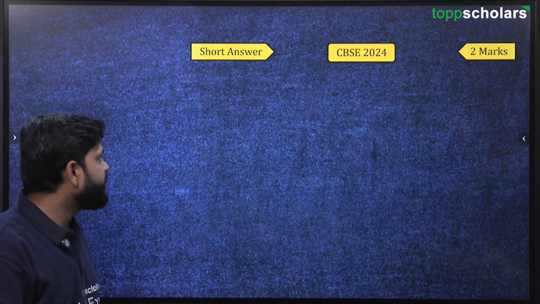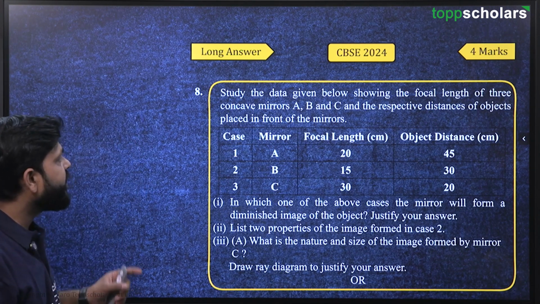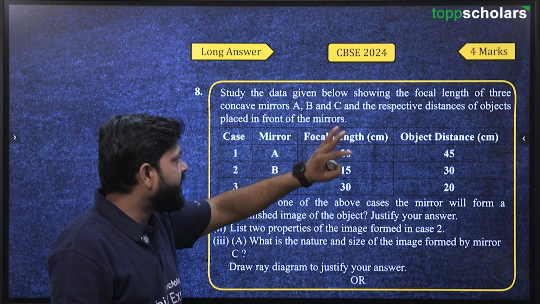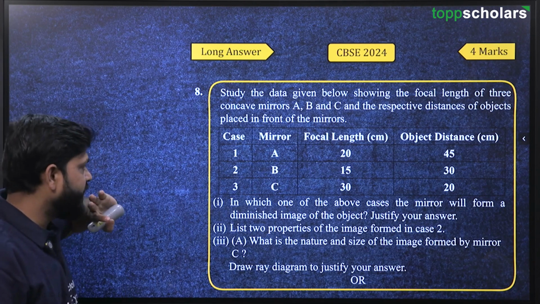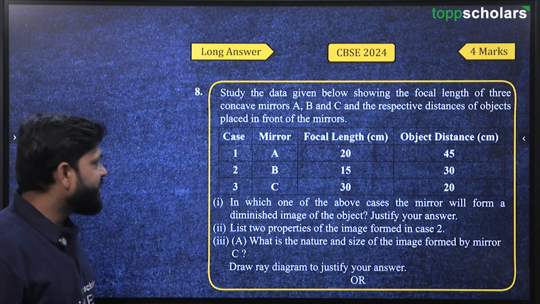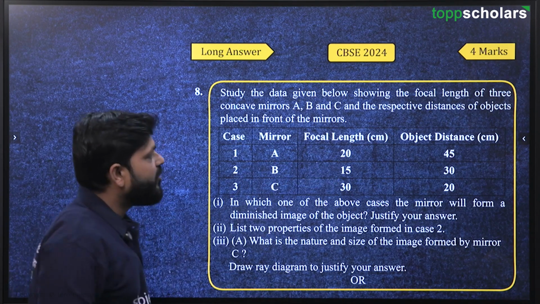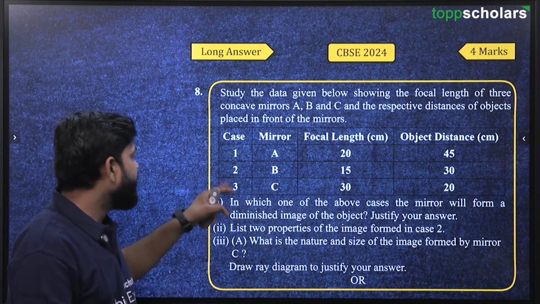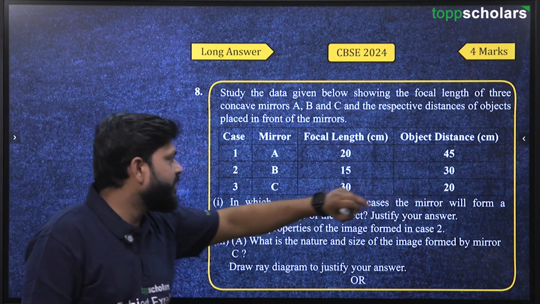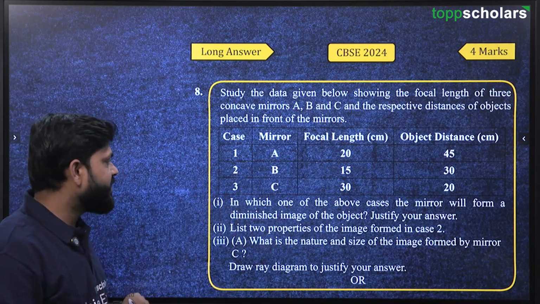Now, here is what has been asked in this question: study the data given below showing the focal length of 3 concave mirrors A, B and C and the respective distances of the object placed in front of the mirror. Mirror A: focal length 20, object distance 45. Mirror B: focal length 15, object distance 30. Mirror C: focal length 30, object distance 20.